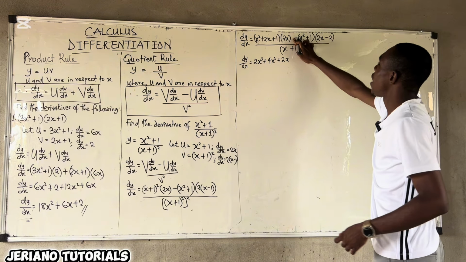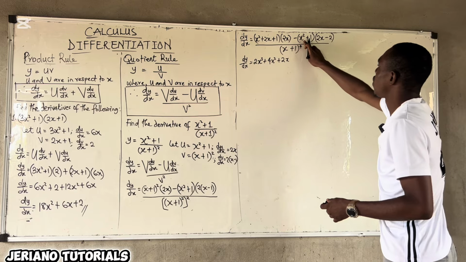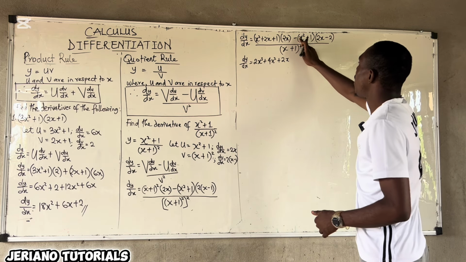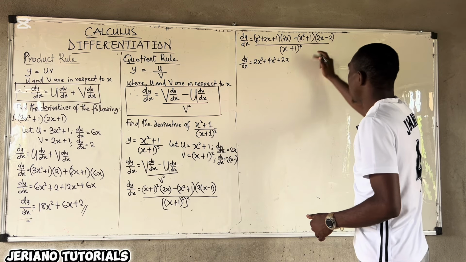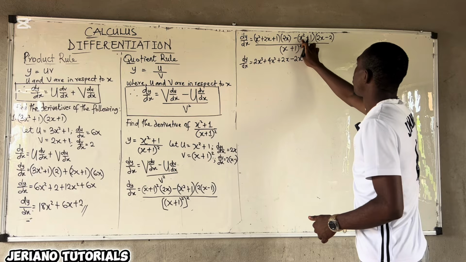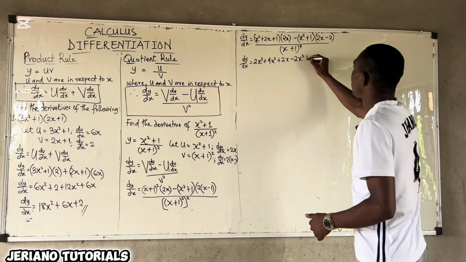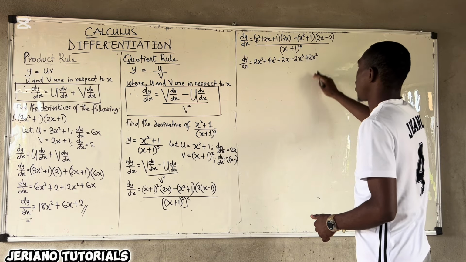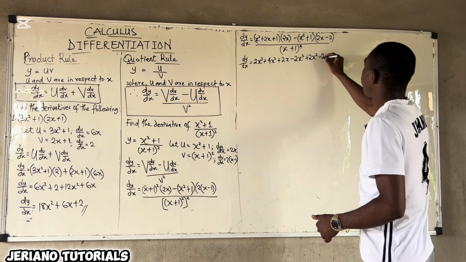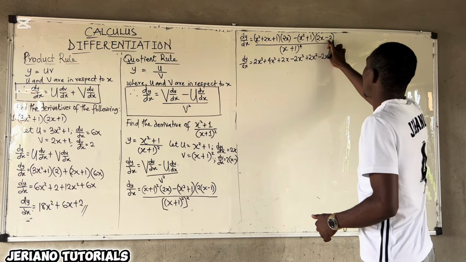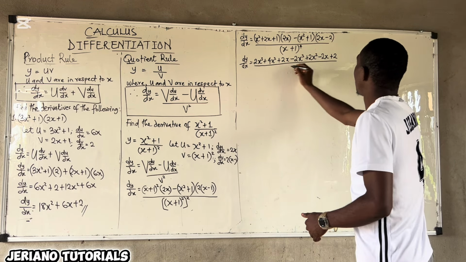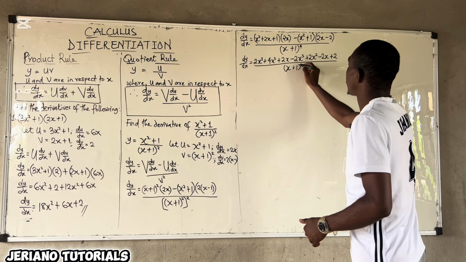Now this minus affects everything, not just this, because if it affects this, automatically it's going to affect this. Now, minus x squared times 2x, it is minus 2x cubed. Minus x squared times 2, it is minus 2x squared. Minus 1 times 2x, it is minus 2x. Minus 1 times 2, it is minus 2, over x plus 1 raised to the power of 4.